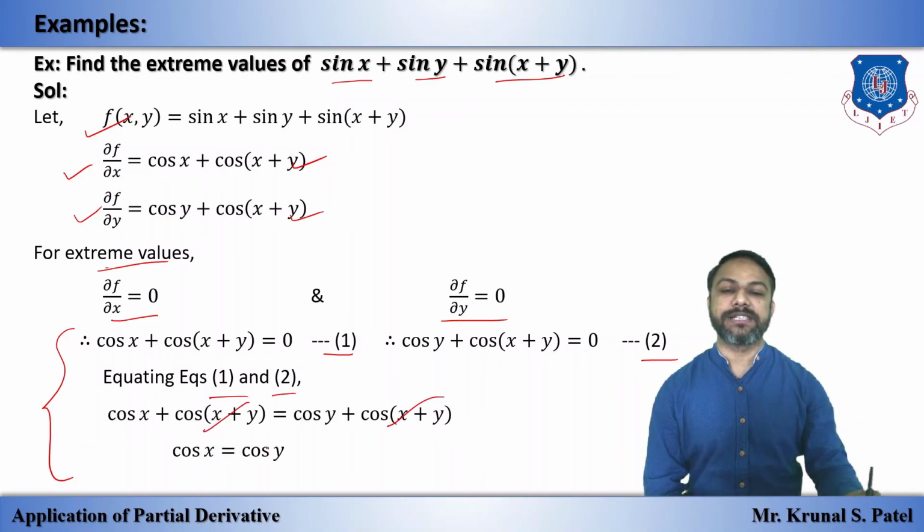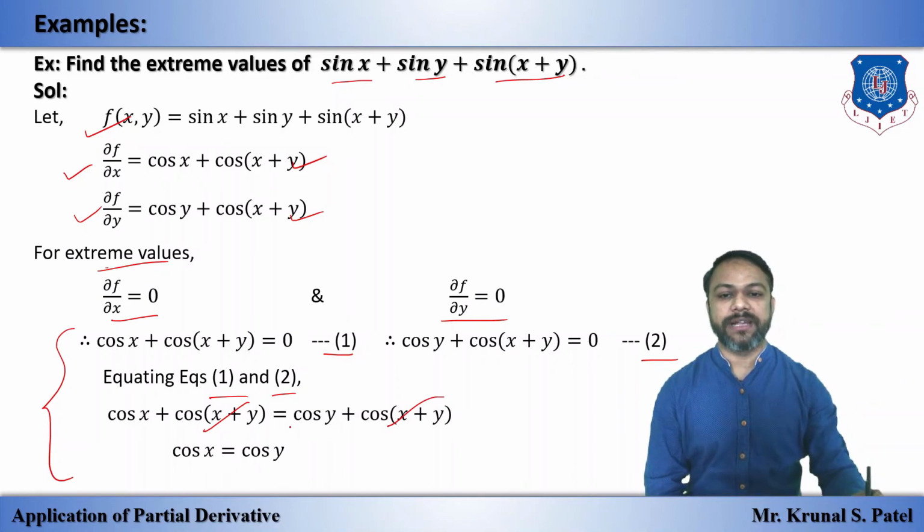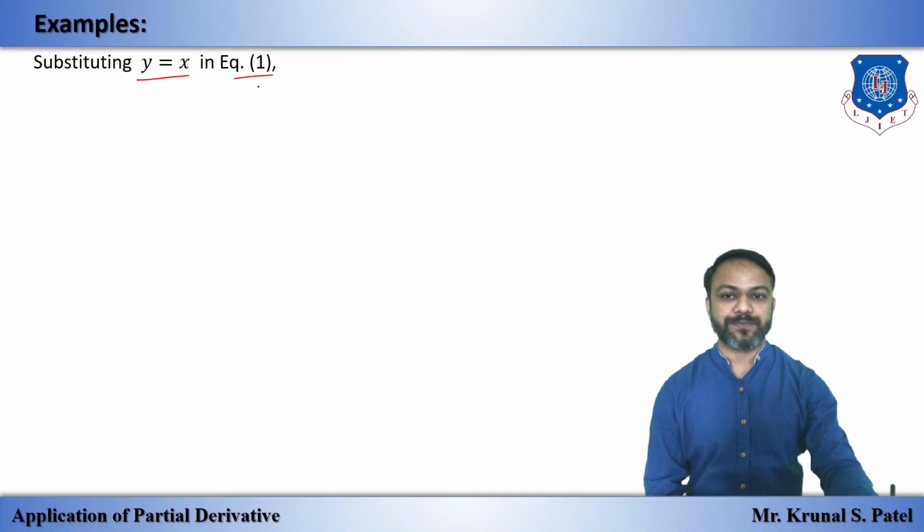So we have cos x is equal to cos y, and by taking inverse on both sides, we have x is equal to y. So we have this one equation, x is equal to y. We have to take it as a spare. Now we will use this x is equal to y in either of these equations. I will put y is equal to x in equation number 1.